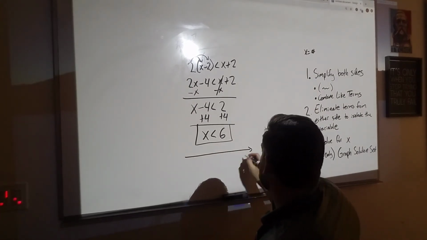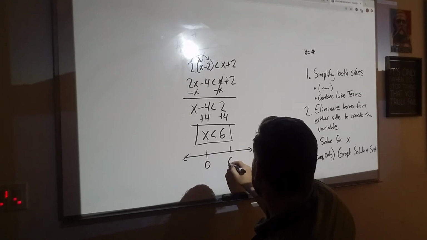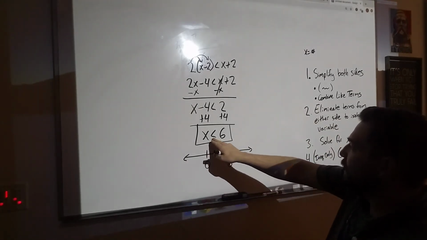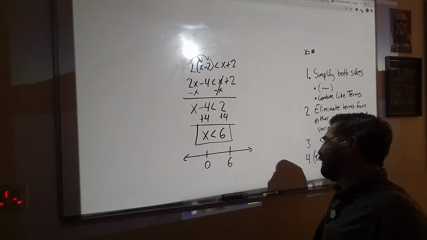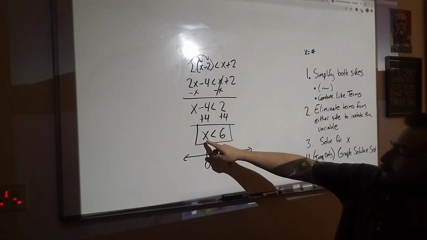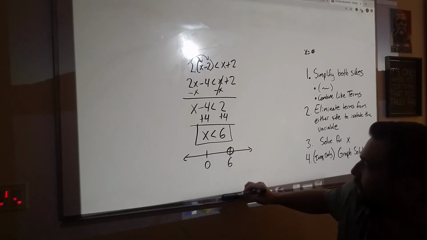smaller than 6. The way that I like to graph these is I'll just do a number line with 0 and the number that I'm looking at. Then I have to look at what kind of an inequality this is. It's not an or equal to, so 6 would not be included in this. 6 is not less than 6. So to show that, I'm going to put an open circle on the 6.